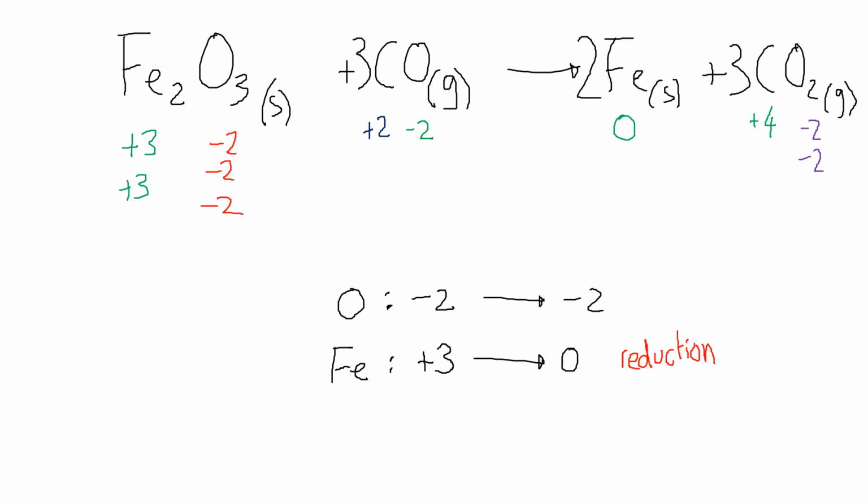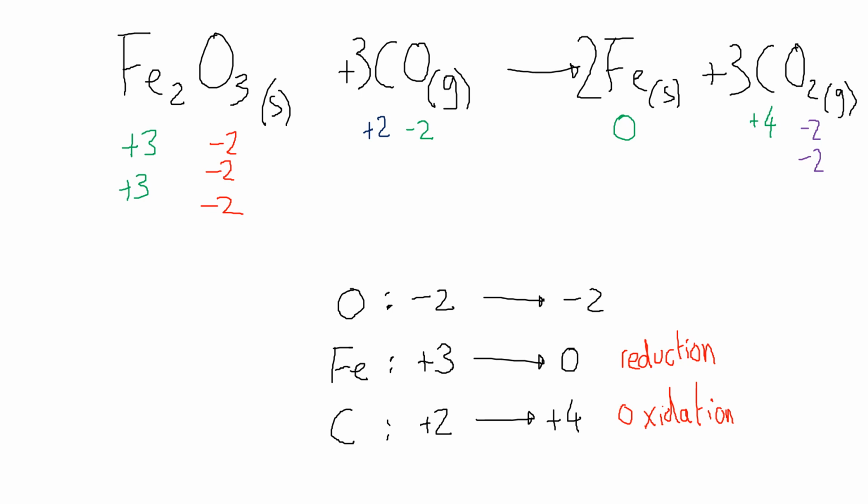And then the only other thing that's in our equation is the carbon. And the carbon is going from +2 to +4. So that is oxidation. Okay, so we can say that this is a redox reaction because the iron is being reduced from +3 to 0, and the carbon is being oxidized from +2 to +4.